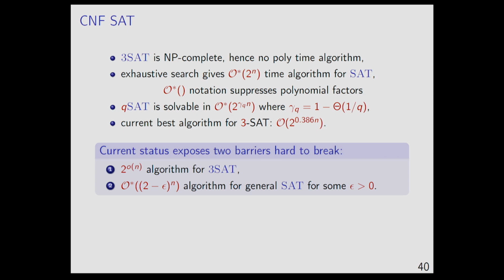So what is currently known about SAT? You can solve SAT by exhaustive search, like 2 to the power n for n variables, without assuming a bound on the number of variables in each clause. And q-SAT has a 2 to the power gamma_q n algorithm, where as q increases, gamma_q keeps on increasing. Okay? So the current status exposes 2 barriers hard to break. One is, can we get a 2 to the power little o of n algorithm for 3 SAT, not SAT, 3 SAT? And can we get a (2 minus epsilon) to the power n algorithm for general SAT for some epsilon greater than or equal to 0? Right? So this was true 10, 15 years back. This is true even now.